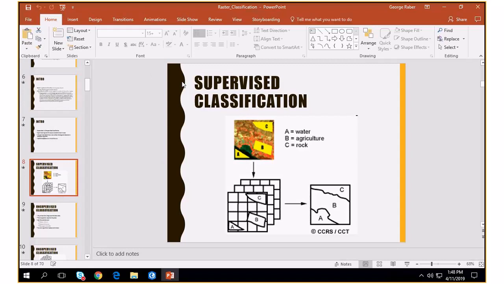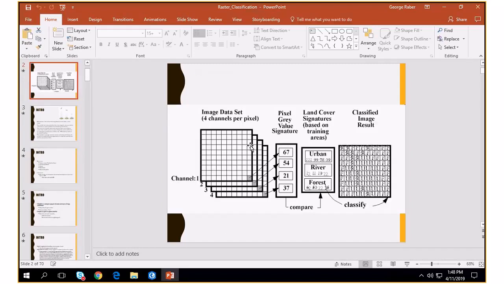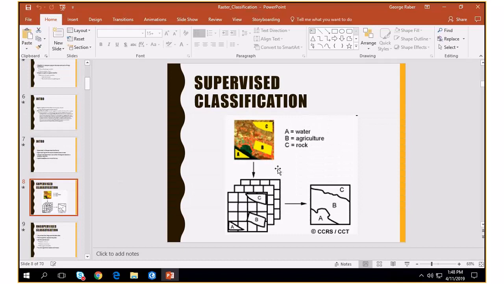All right. So the way that this is normally implemented is through a two-step process. The first step is to train or to point out to the computer where there are different classes. So here I'm saying, okay, A is water, B is agriculture, C is rock. I'm pointing out where those classes exist. And then the second process is to use the information about those areas and the different bands in the raster data set to arrive at a classification output.